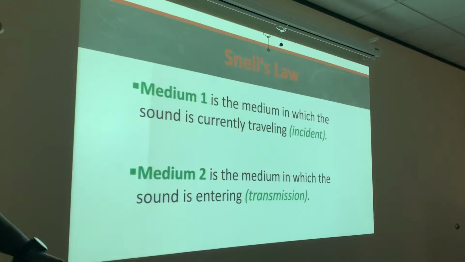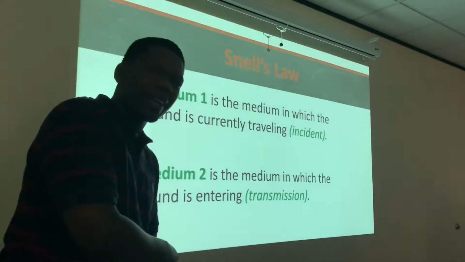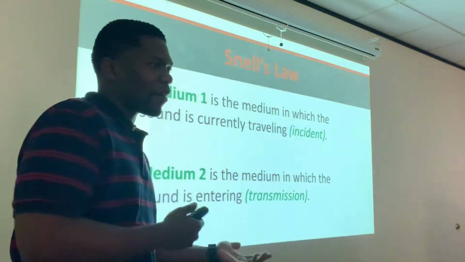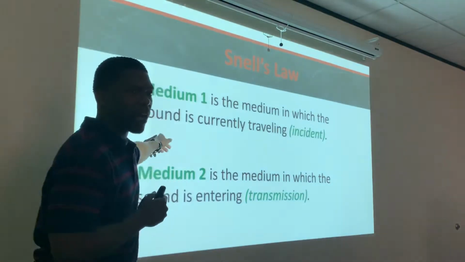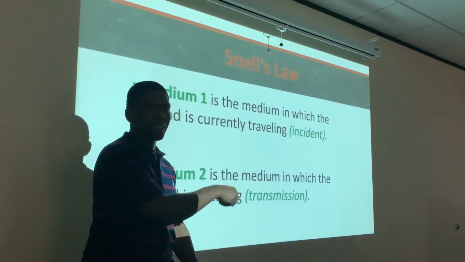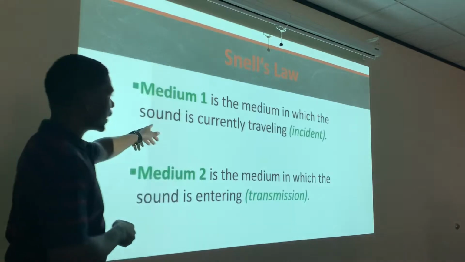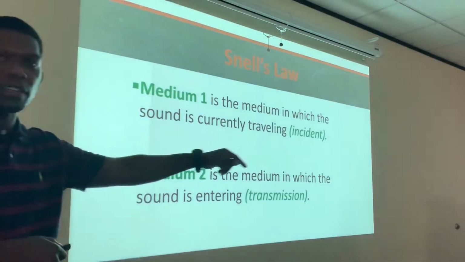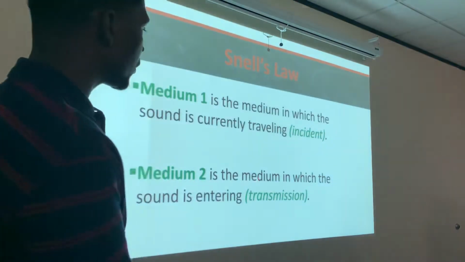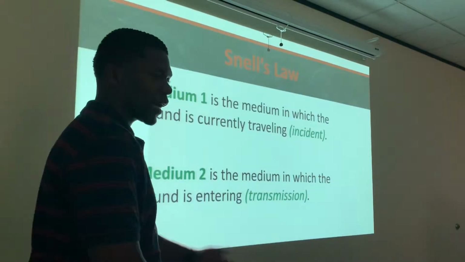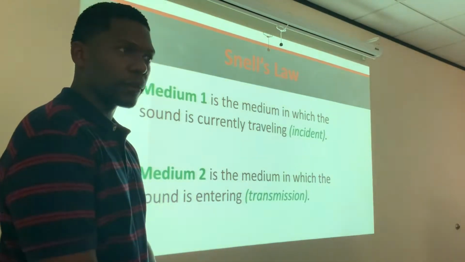So, you need to know that medium one is the medium where sound is currently traveling, of course, right? I almost feel like I didn't have to put the slide up there, but I want you to know medium one is always pertaining to the incident beam, because that's where sound is currently traveling right now. That's going to be our incident beam. Medium two is where sound is entering. That's going to be where our beam is going to be transmitted.